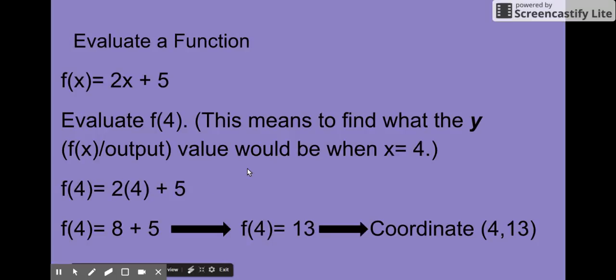So f of 4 equals 2 times 4 plus 5. You'll notice I replaced the x value with that 4. I inputted the 4 into the actual function rule. So 2 times 4, what does that equal? That's 8. What's 8 plus 5? That's 13. And what do we end up with? We end up with an output of 13.